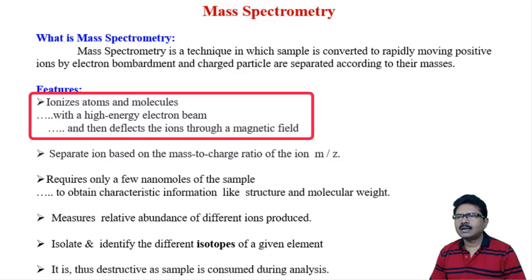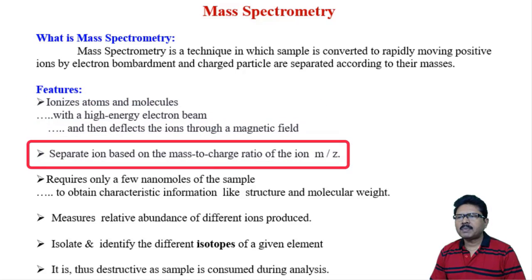Here molecules are ionized with a high energy electron beam and the ions are deflected through a magnetic field. These ions are separated with respect to mass by charge ratio, that is m by z, where z is charge. Now in this case, mainly all the ions produced are singly charged, meaning the value of z is 1. So m by z will be just m. So the ultimate output which we will get will be with respect to the masses of those particles.